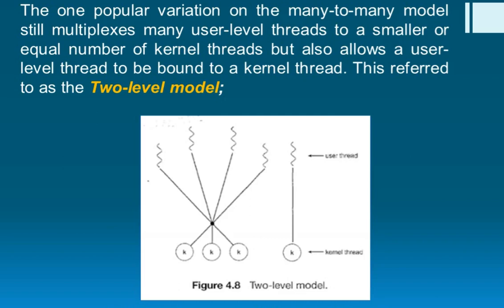We have here 3 kernel threads and 4 user threads, and the other one is like one kernel thread and one user thread. That's all for multi-threading models.